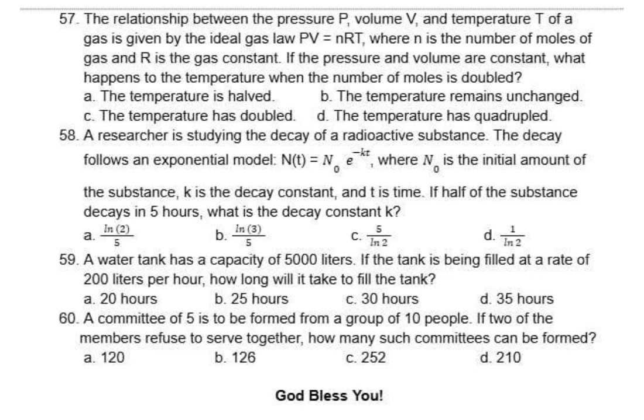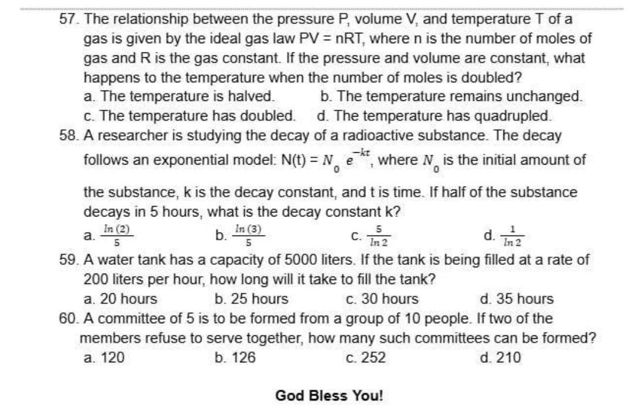So, number 57, the relationship between the pressure P, volume V, and temperature T of a gas is given by the ideal gas law. PV is equal to nRT, where n is the number of moles of the gas and R is the gas constant. If the pressure and volume are constant, what happens to the temperature when the number of moles is doubled? So, letter C, the temperature is also doubled.